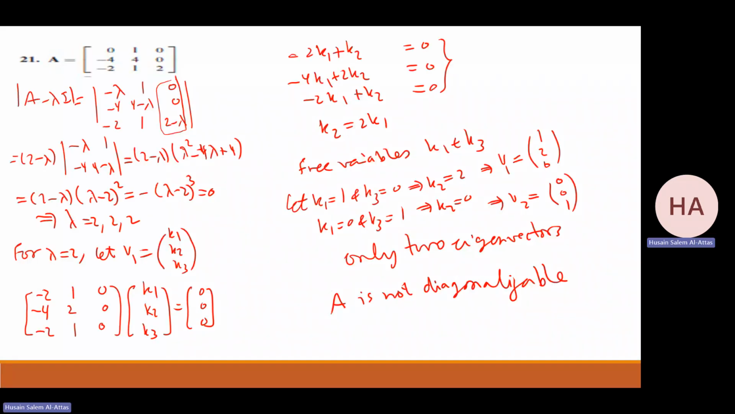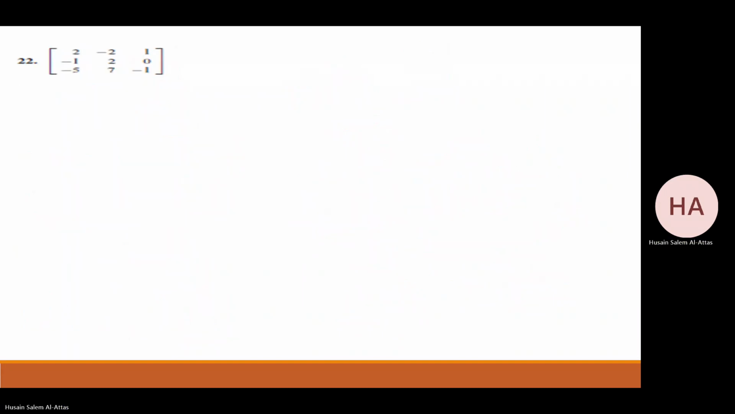We continue doing questions from the book. Now we're almost done with the 3x3 matrices. This will be the last one. Then I will do some 4x4 matrices. Let me do this one. No, I mean this one, 3x3. So I need to find A minus lambda I.